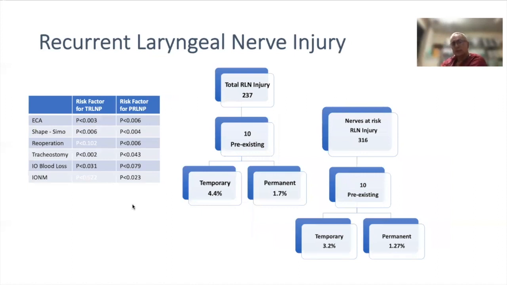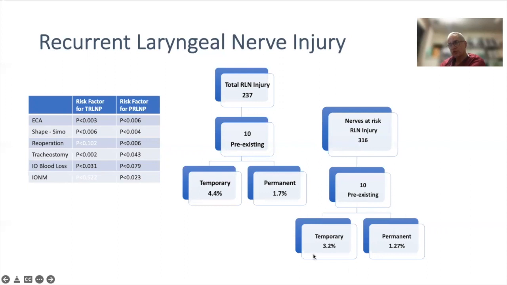One thing that we found, in terms of the outcome of the recurrent laryngeal nerve, is that there will be a potential risk. And of course, if you use an extracervical approach, the shape of an iceberg, if you reoperate, if you do have an airway obstruction up front, if you do have a lot of blood, all these are going to be risk factors for recurrent laryngeal nerve injury.